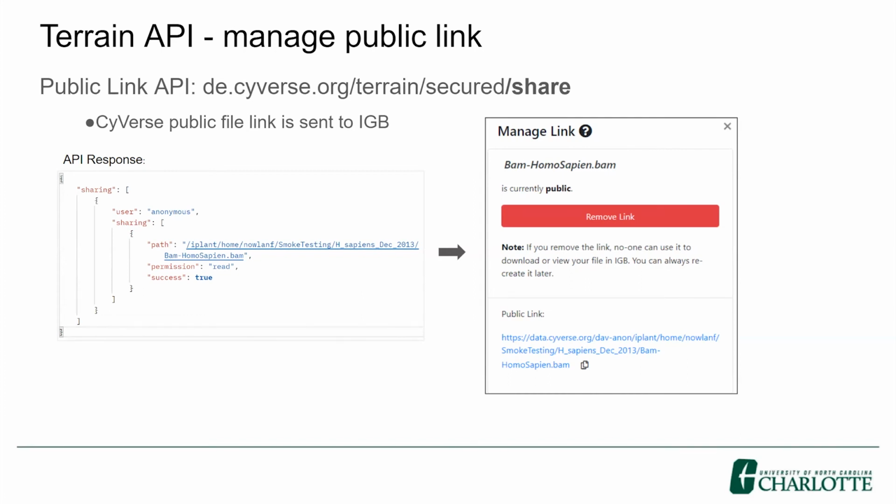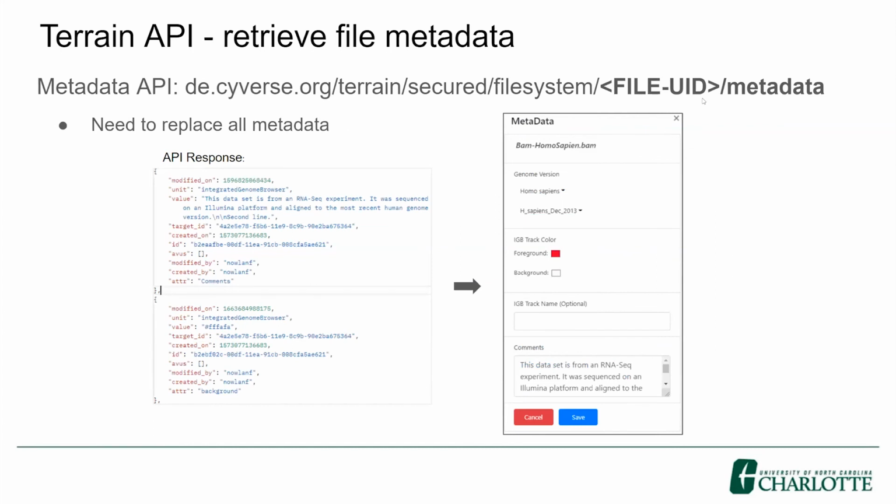If a user wants to send, along with the public link, IGB related metadata, some details to IGB so that the user can view it in their own style, they can use this API request. This is the metadata API request that CyVerse provides. For each file, you can add metadata based on one particular app. In this case, we can ask CyVerse to send us the metadata of a particular file, providing the file ID, and we get a response like this. Out of that response, we filter out the Integrated Genome Browser parameters, and we translate that to our user interface. The user can change those parameters. And when the user clicks on view in IGB, along with the public link, we send this data as well.